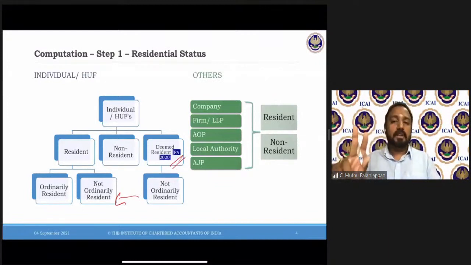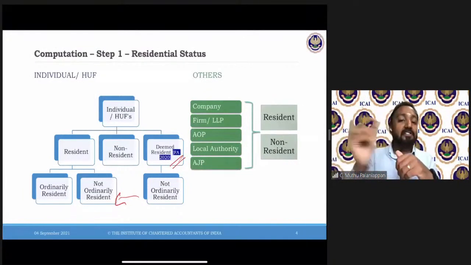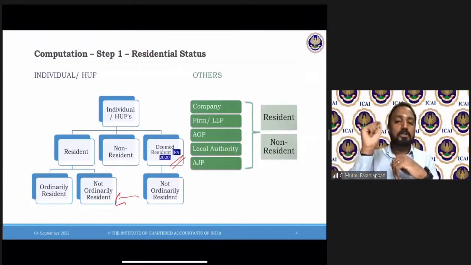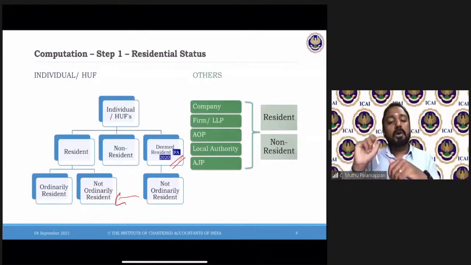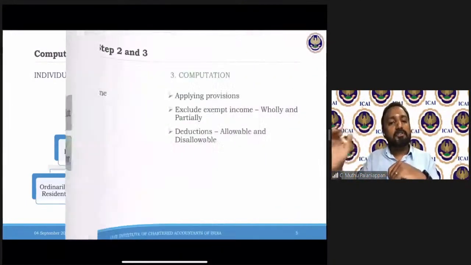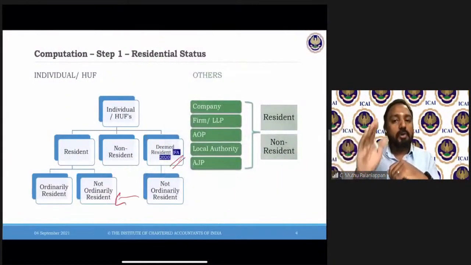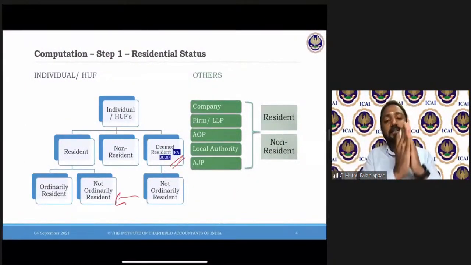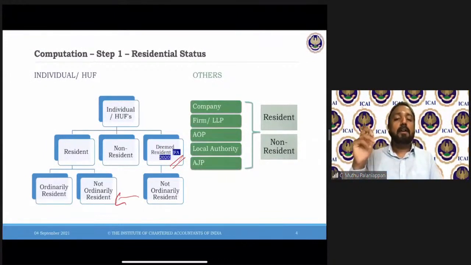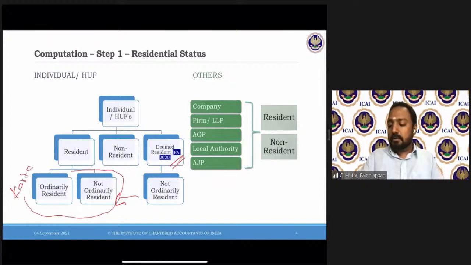For everyone else, there are only two classifications, resident and non-resident. For company, firm, AOP, local authority, artificial judicial person, for all of these, there are only two classifications, resident and non-resident. Only for individual and HUF, you have three categories: ordinary resident, not ordinary resident, and non-resident. And for HUF, you determine this ordinary, not ordinary based on the Karta. So to determine whether an ordinary or not ordinary resident, you determine the status of the Karta.